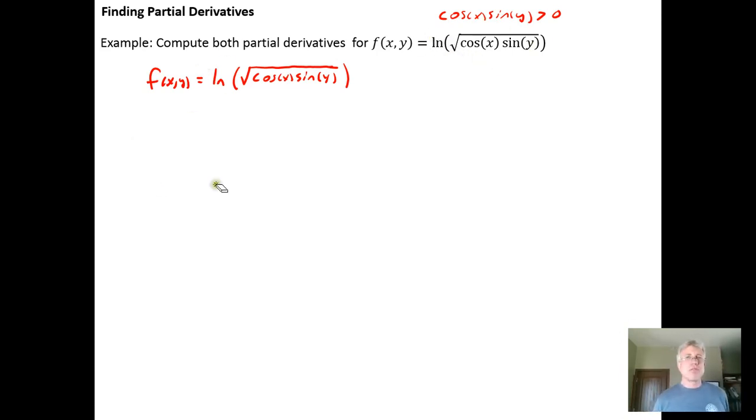So the derivative of this, if we do it first with respect to x, so let's do partial f, partial x. So we're holding y constant. So all the normal derivative rules apply. The derivative of the natural log of crap is going to be 1 over the crap.